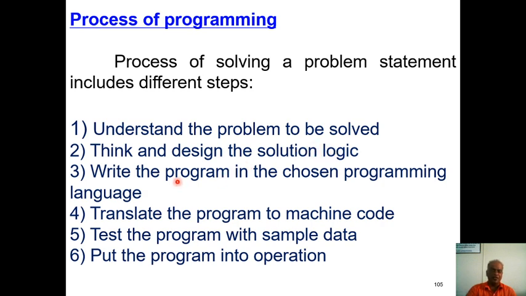And the third phase is write the program in the chosen programming language. In this phase, write the program using a chosen programming language according to its rules. Based on the program you are running, you choose the language. The fourth phase is translate the program to machine code. This is nothing but generating the object code by the translator in the form of zeros and ones.